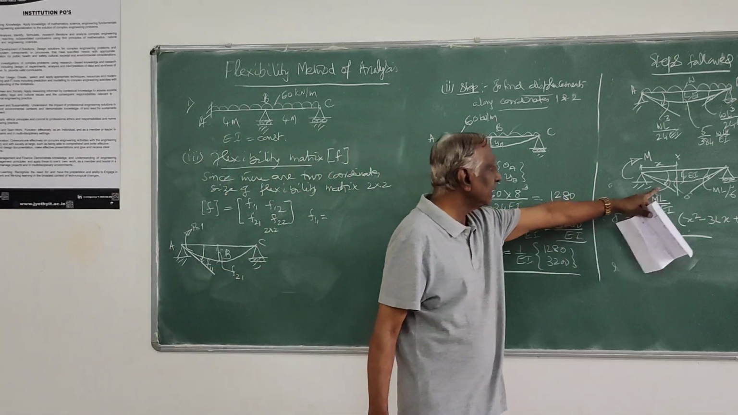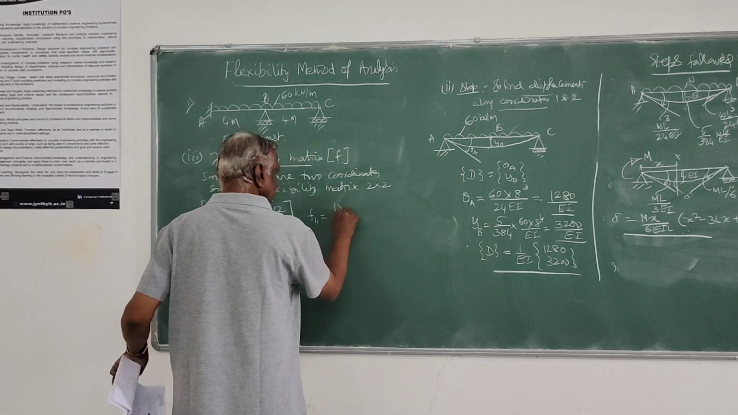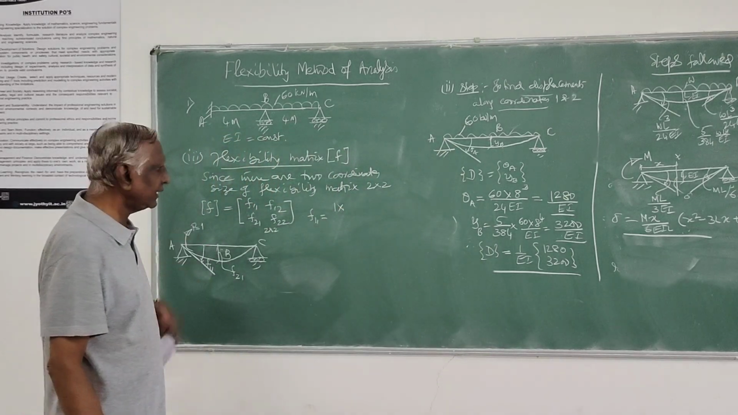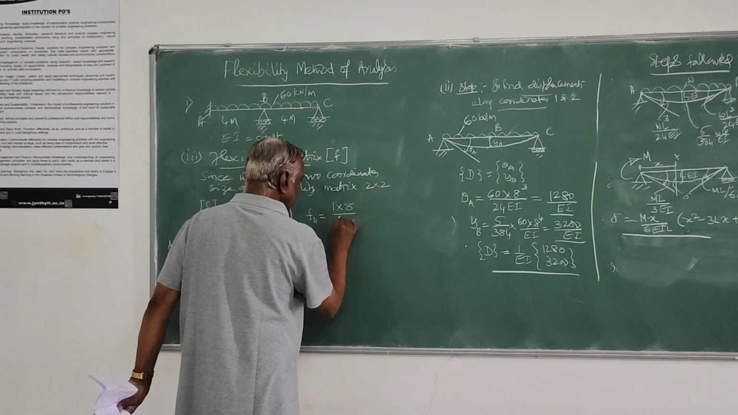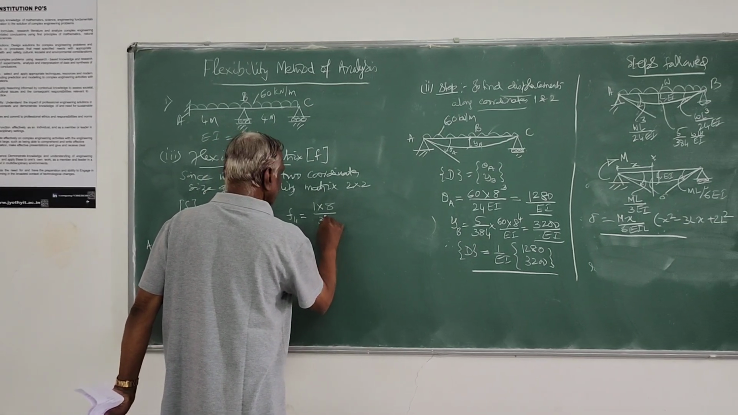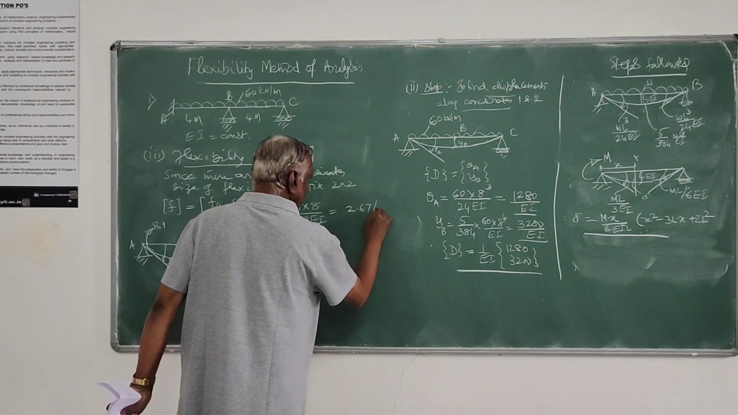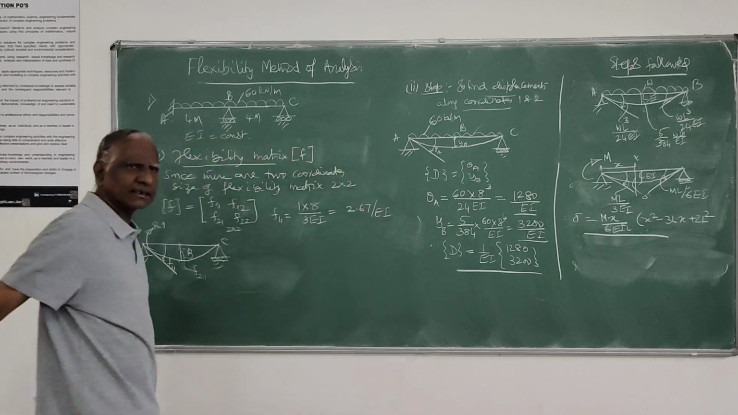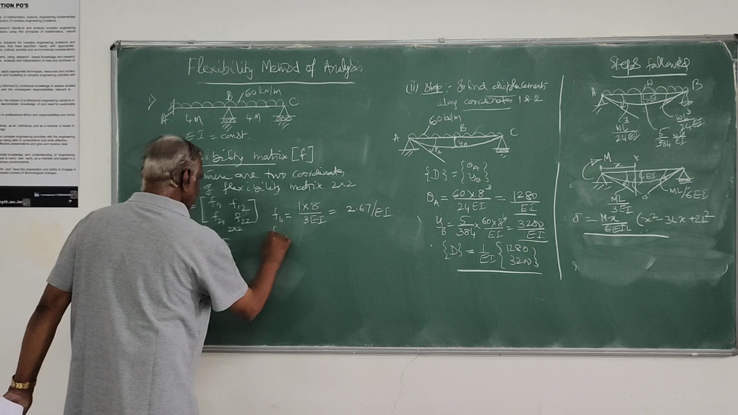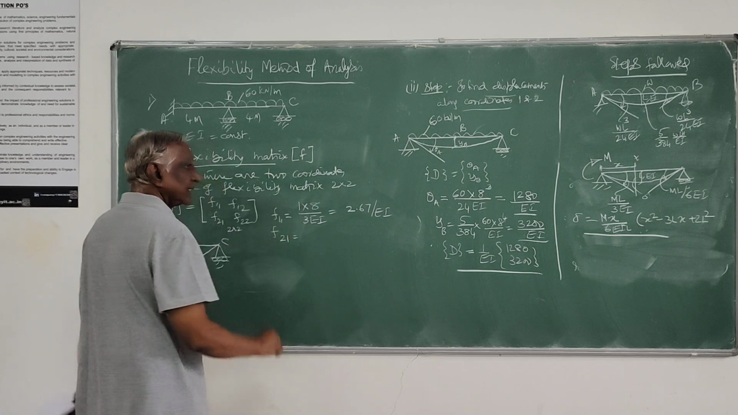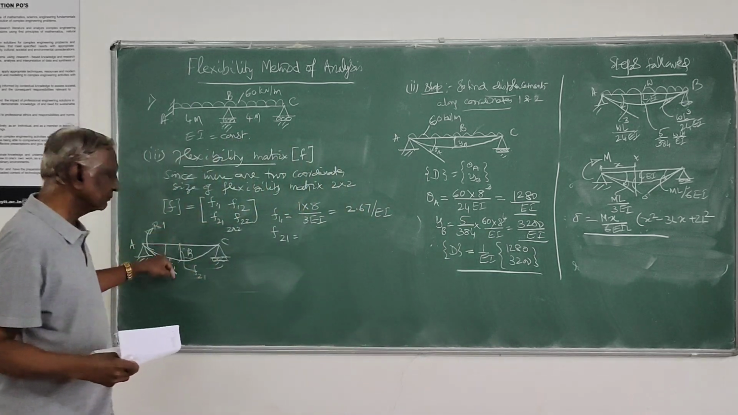F11 is given by ML by 3EI. M here is the unit moment applied. 1 into L, 8 meters, divided by 3 into EI, that is 2.67 by EI. That is my first coefficient, F11. Then F21, from this formula you can determine that displacement.